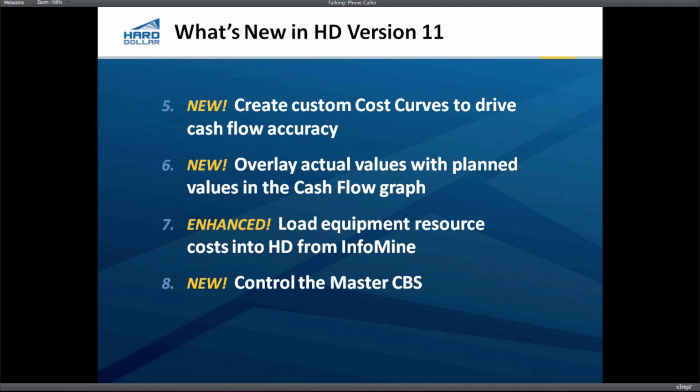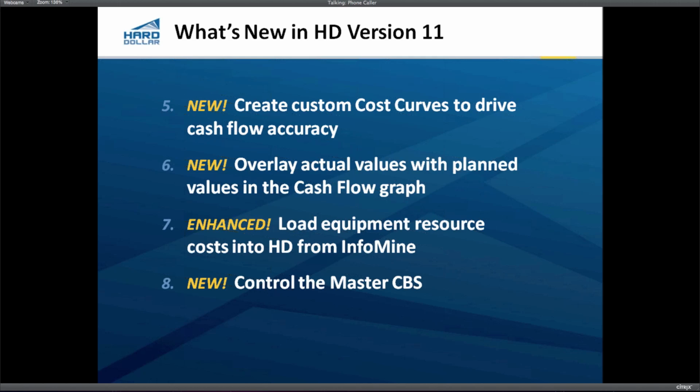Now you can create your own custom cost curves. So we could put 30% of that in January and 50% of it in February and 20% in March if we wanted to. So you can have as many periods as you want in that cost curve and spread the costs over time really any way you want.